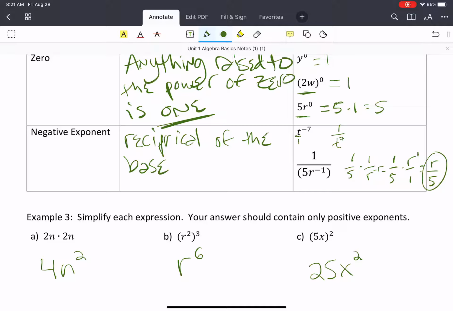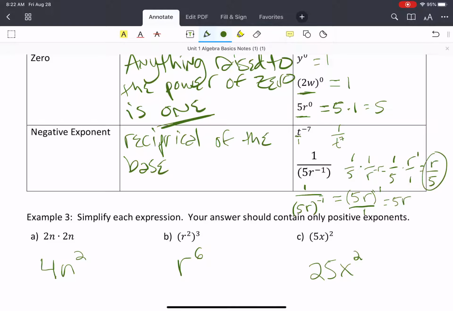What would be different if the question had been like this? Then the 5 and the r both go up, and it'd be 5r to the positive 1 over 1. So notice I changed the exponent to positive and flipped it. So that would just be 5r.